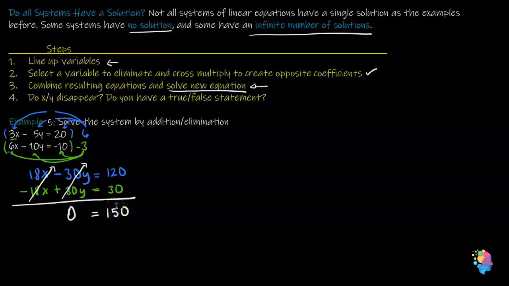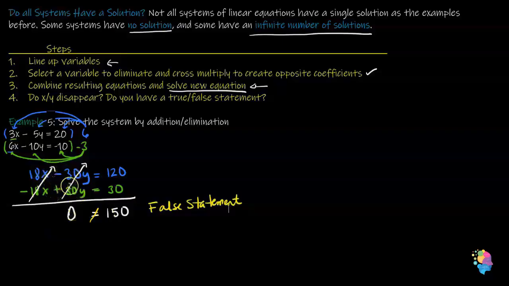Well, this is not true. 0 does not equal 150. 0 is not the same as 150. So I end up with a false statement. What does that mean for us? Since all the variables got eliminated and I end up with a false statement, that means that the system has no solution.